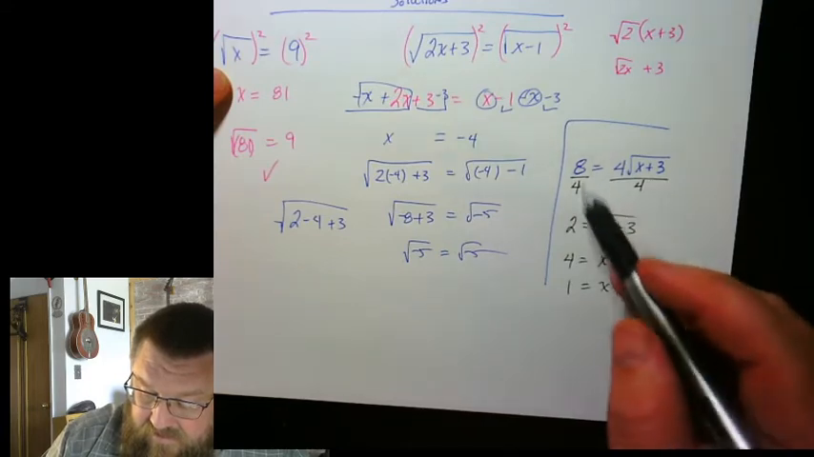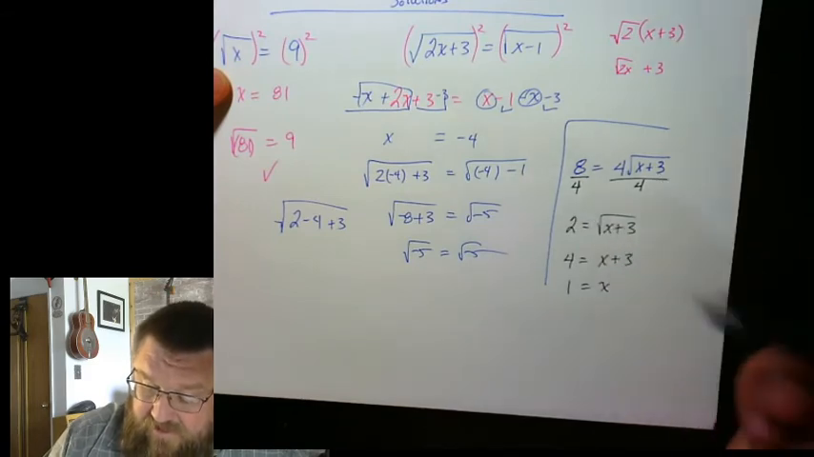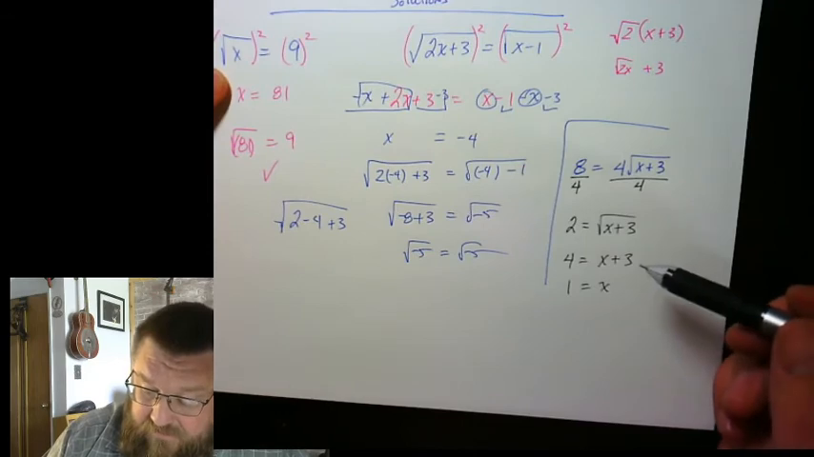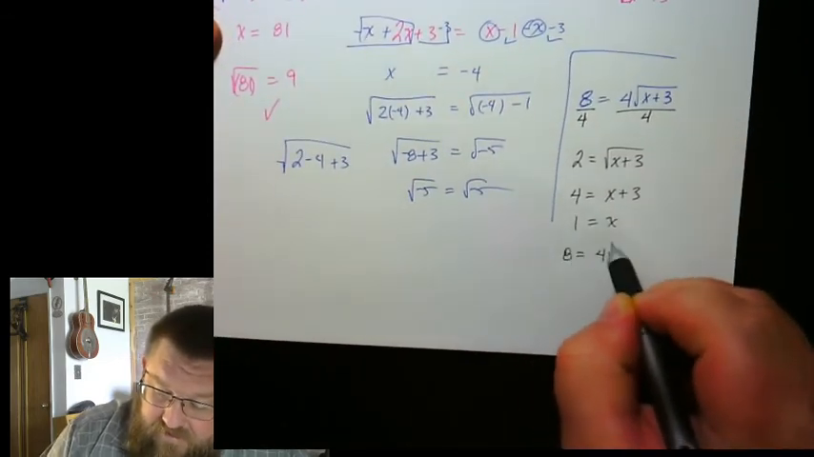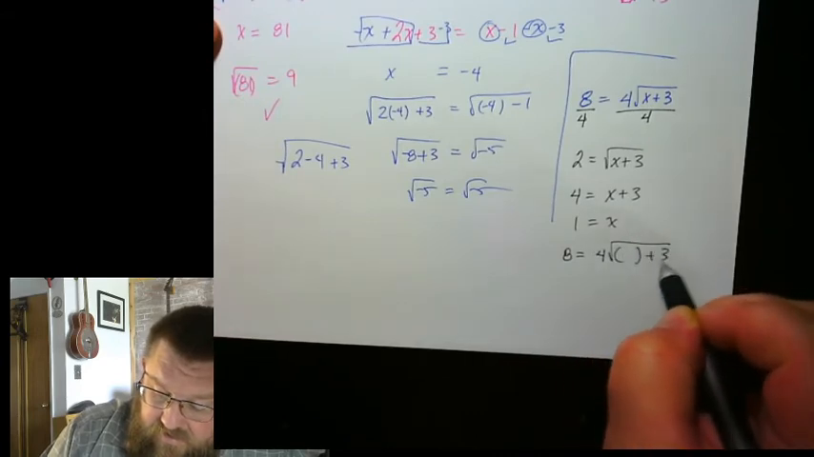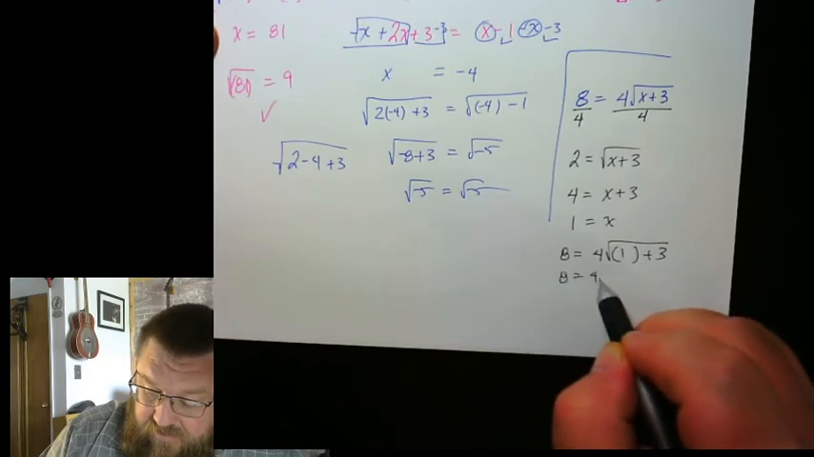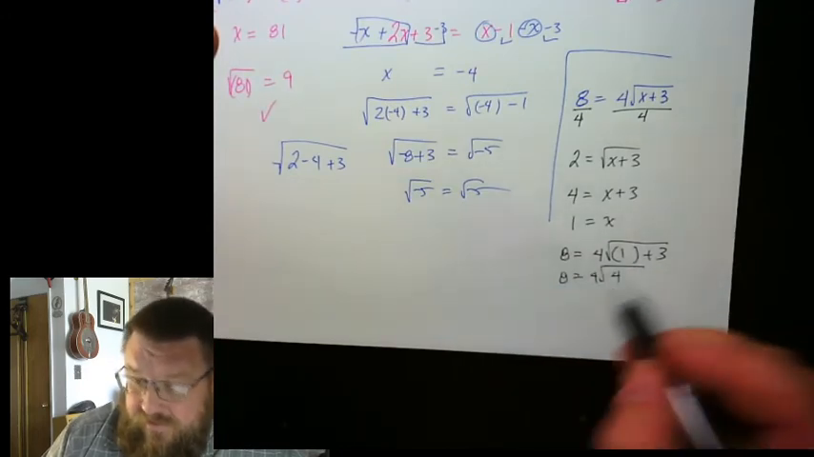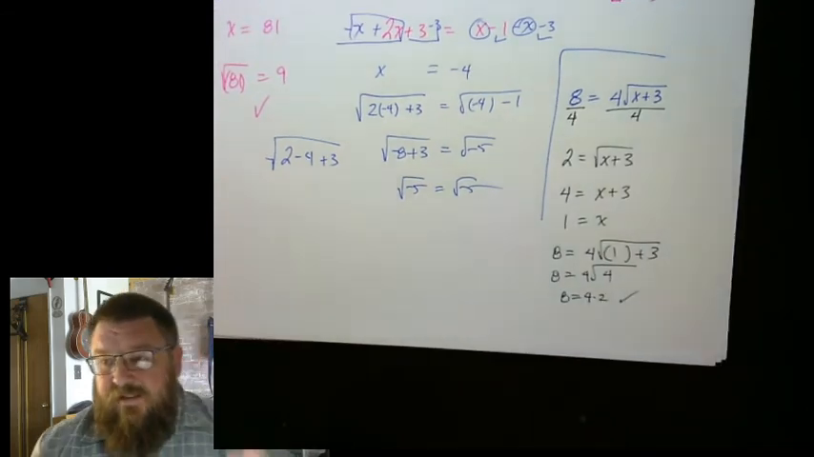Let's see here. 1 plus 3 is 4, that's right. There's something that seems kind of weird to me here. Oh, I see what it is. So let's go ahead and check. When I plug my 1 in, I get 8 equals 4 times the square root of 4. Well, the square root of 4 is 2. Boom, done. That's true. Got it.